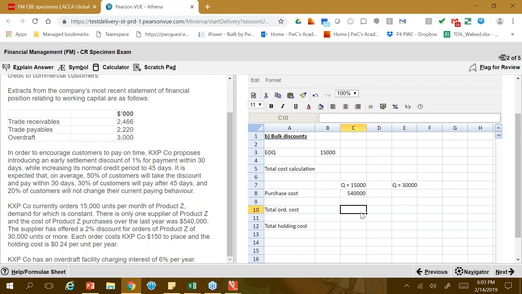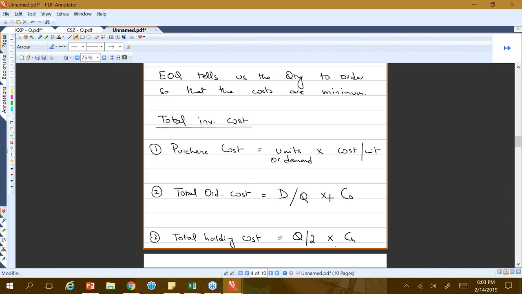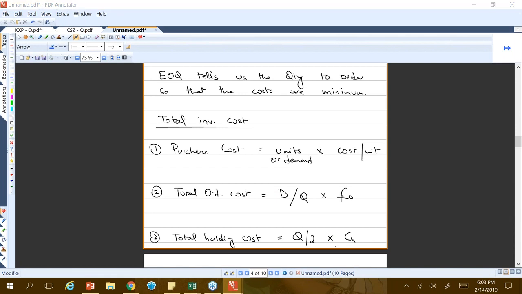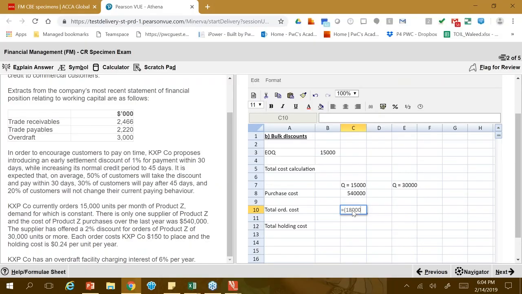How can we find the total ordering cost here? Let's go back to that calculation: D over the Q into CO. So the D is 180,000, so 180,000 over the Q, which is 15,000, into the C naught, which is 150.